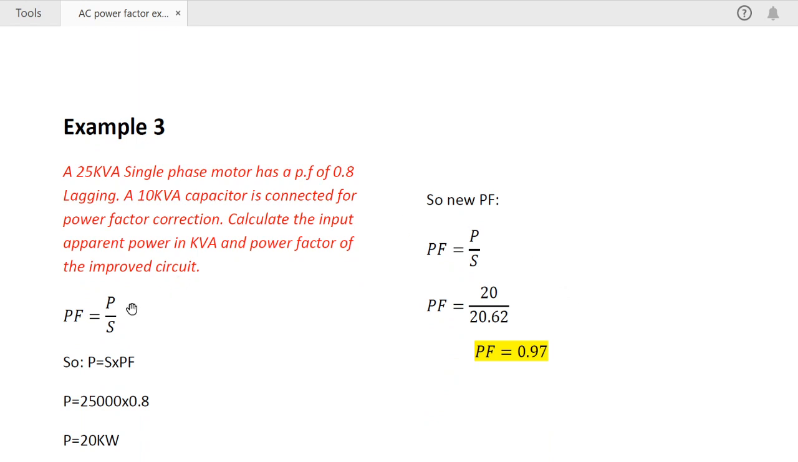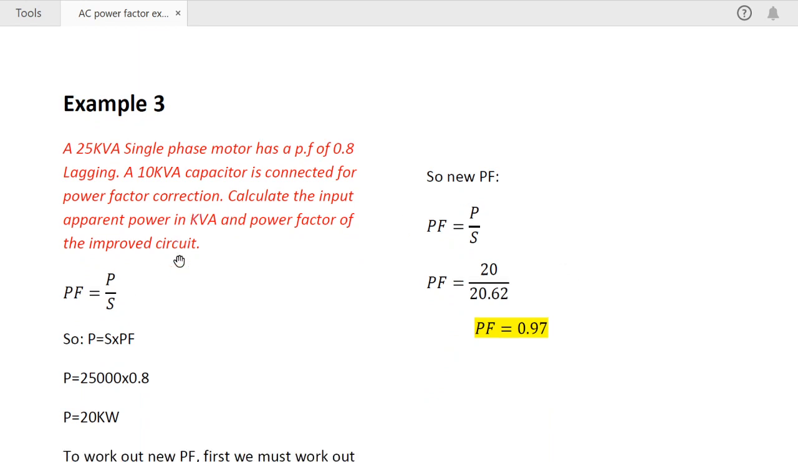Okay, example number 3. A 25 kVA single phase motor has a power factor of 0.8 lagging. Just as an aside here, when somebody gives you a power factor and they say it's 0.8 or 0.6 or something like that, if they don't say it's leading or lagging, then it's lagging.